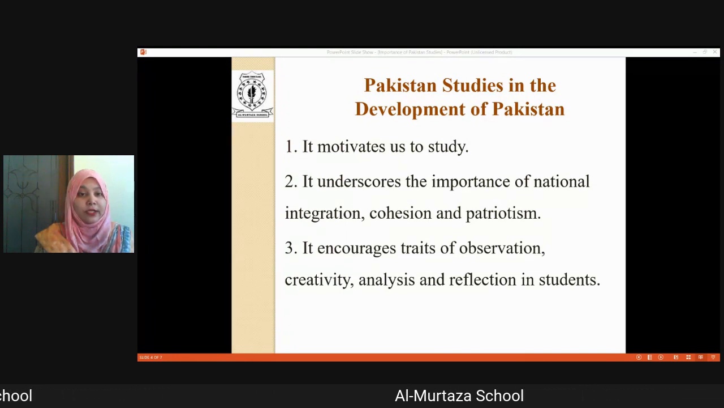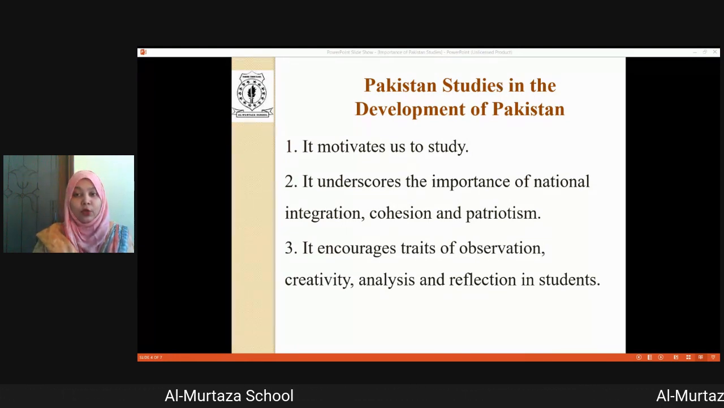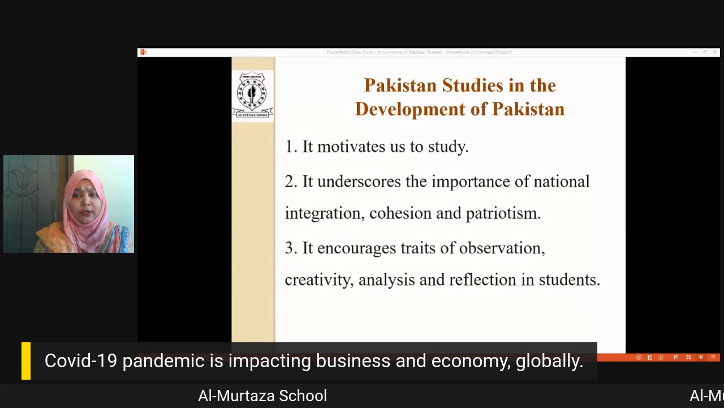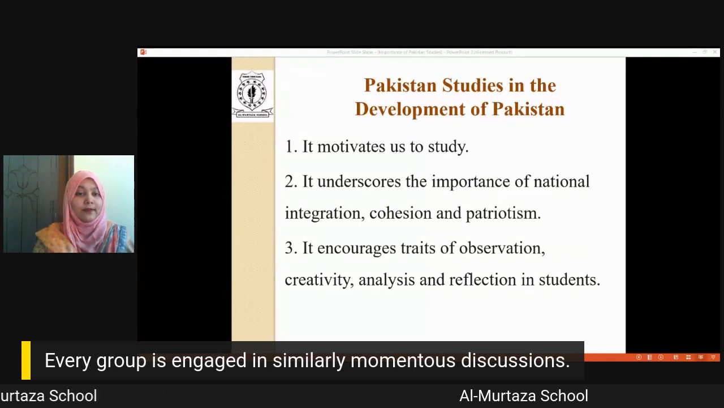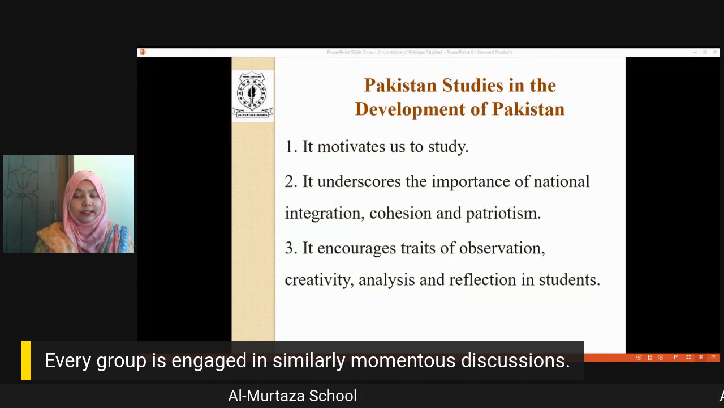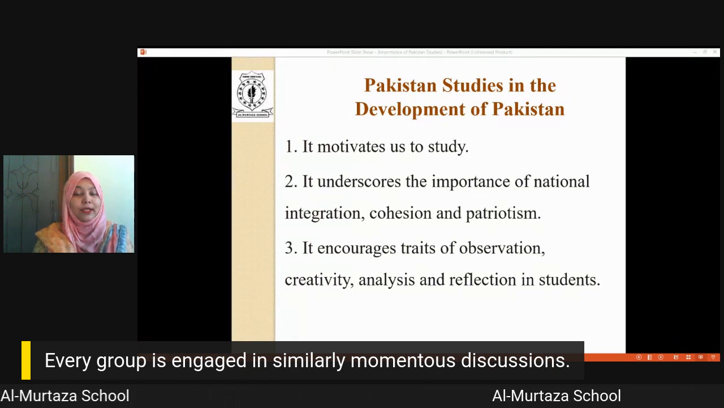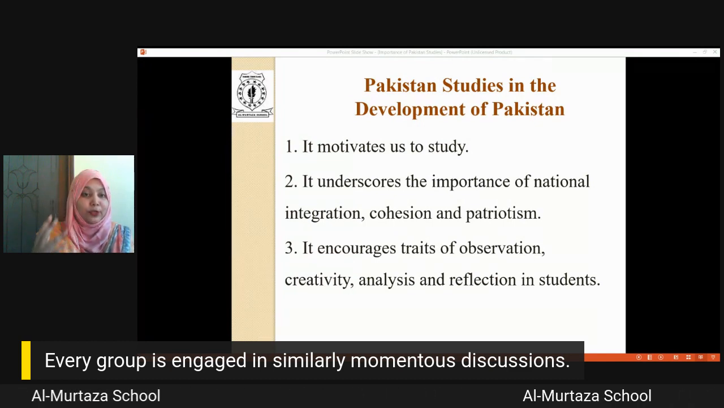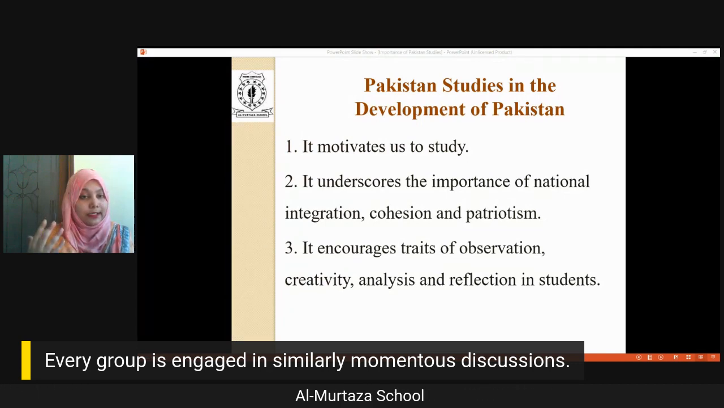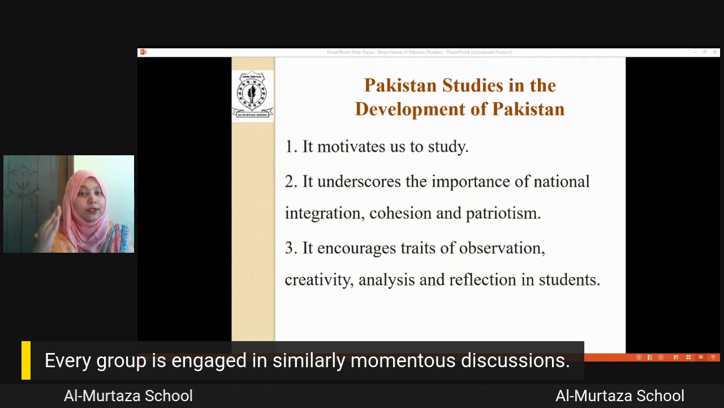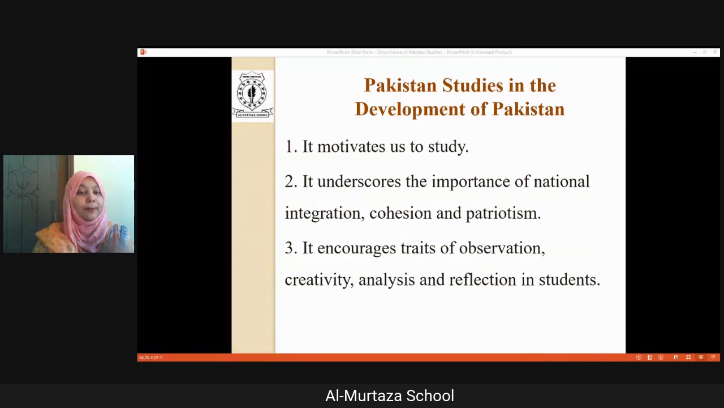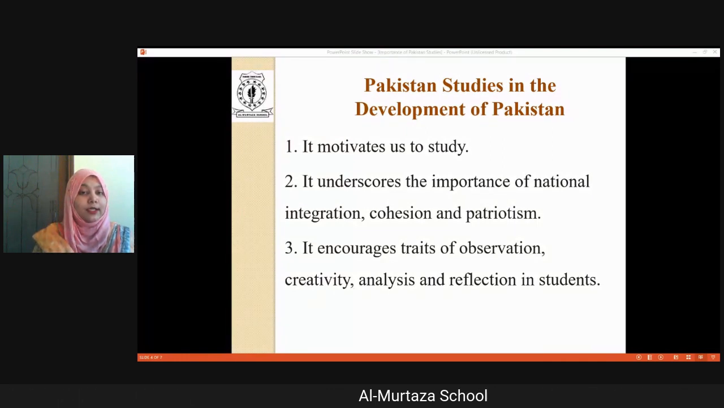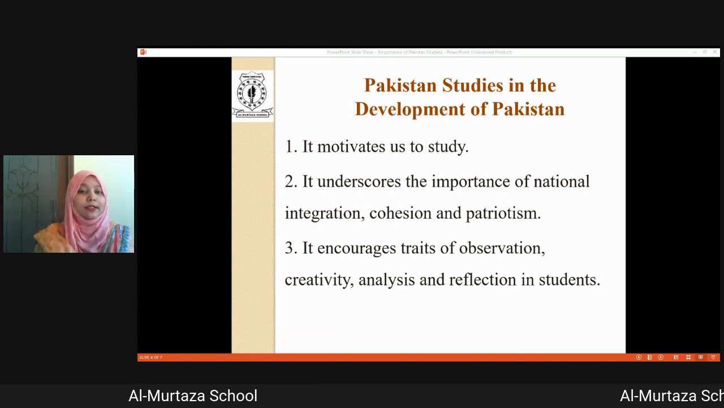For example, if I talk about the current example, the situation going on about the COVID-19 pandemic, which is impacting multiple businesses and economy globally. Due to this, as you can see, every group is engaged in similarly momentous discussions. Multiple countries are actually supporting Pakistan with different aids and different funding as well. So this is what is known as national integration, that you are developing positive relations with other countries. Now let's come to the third point, that it encourages traits of observation, creativity, analysis, and reflection in students.